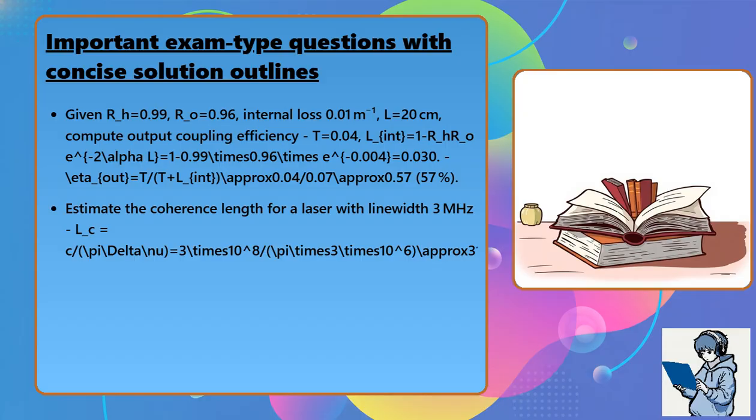Estimate the coherence length for a laser with line width 3 MHz. Coherence length L sub C equals C divided by pi times delta nu, which is 3 times 10 to the 8 meters per second divided by pi times 3 times 10 to the 6, giving approximately 31.8 meters.